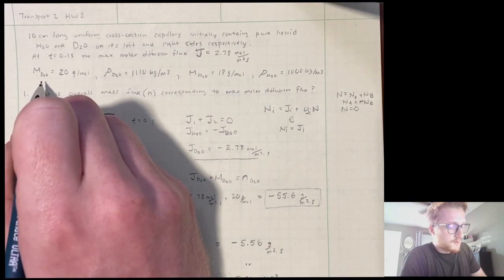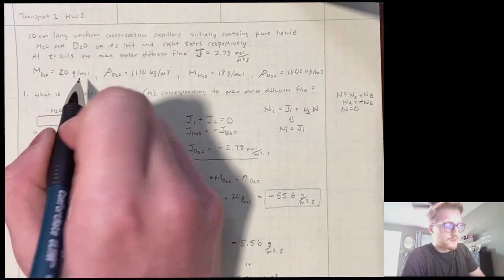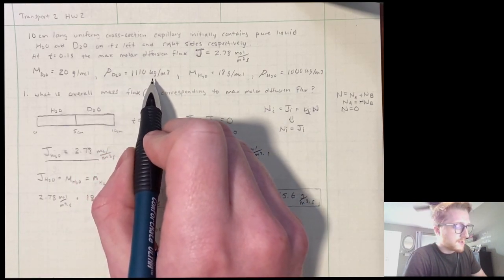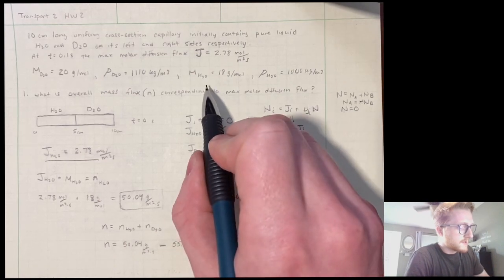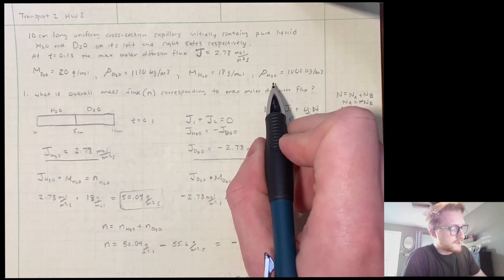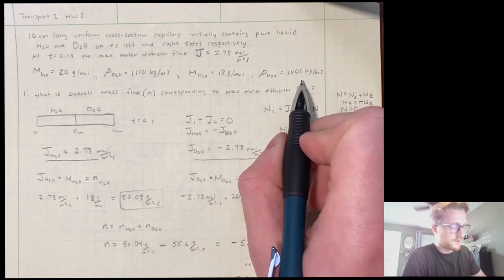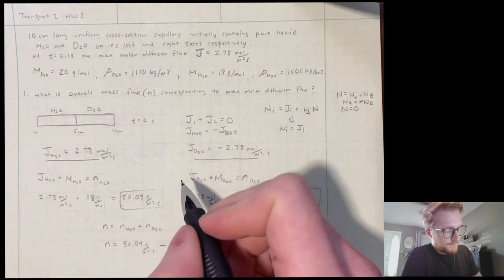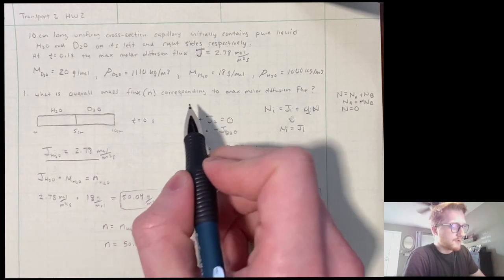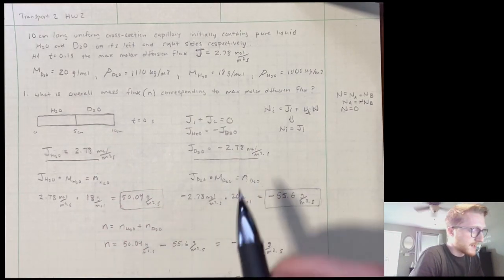We're also given that the molecular weight of deuterium is 20 grams per mole. The density of deuterium is 1110 kilograms per meter cubed. The molecular weight of water by definition is 18 grams per mole, and the density of water is 1000 kilograms per meter cubed. So question 1 is asking what is the overall mass flux N corresponding to the max molar diffusion flux.